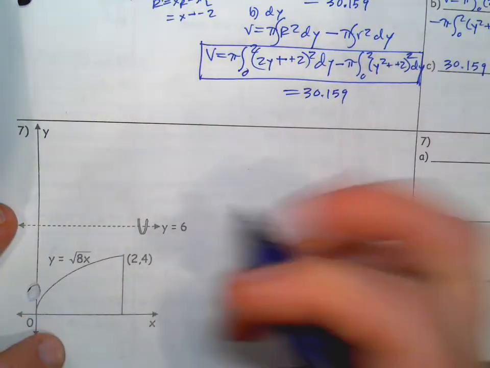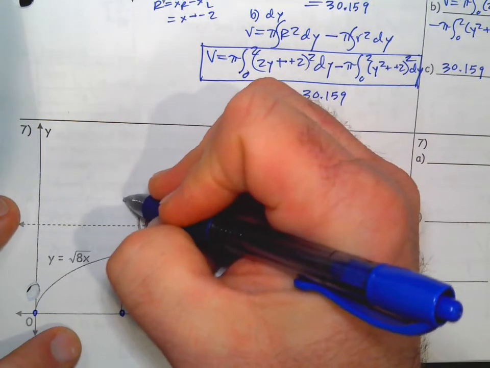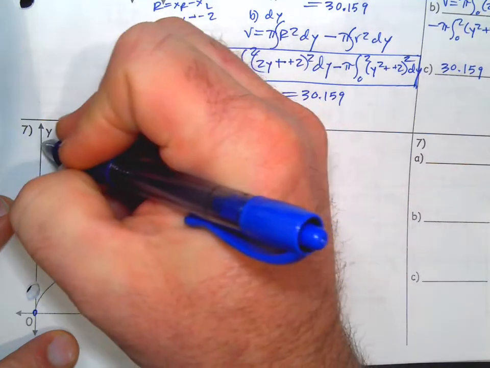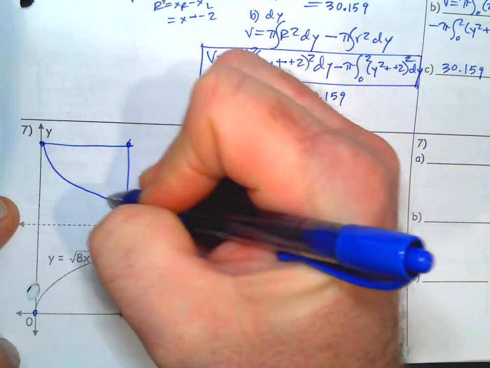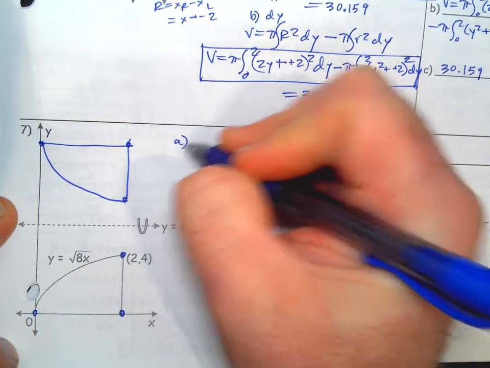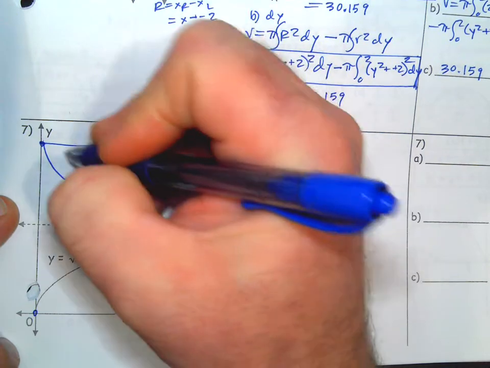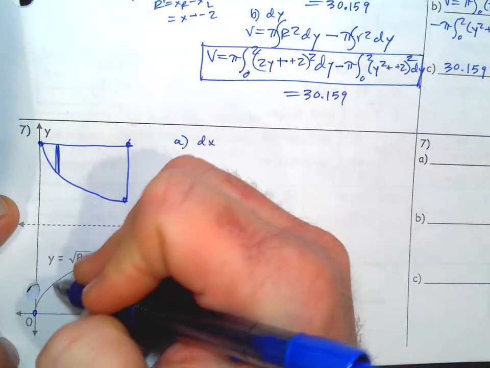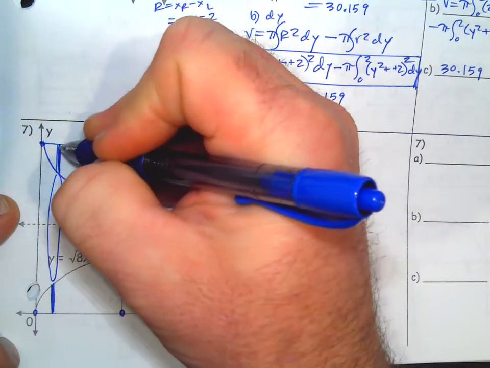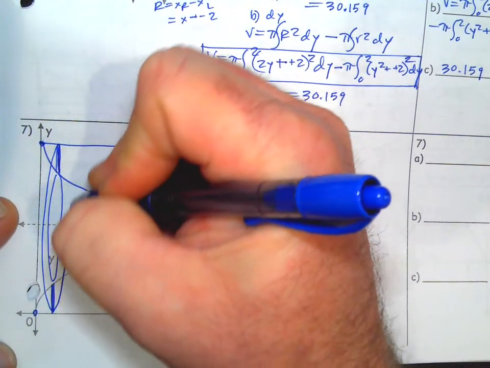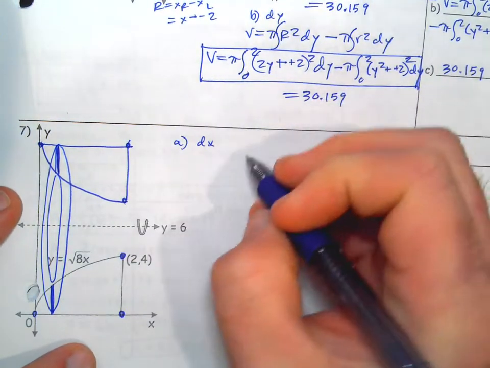Let's try another one here. So, get a quick sketch. I'll draw the corners first. Now, A is going to be dx, so that's going to be vertical slices. So I'm going to put that over here, just trying to get out of the way. And it's perpendicular to the axis of rotation. So it's going to be a washer.